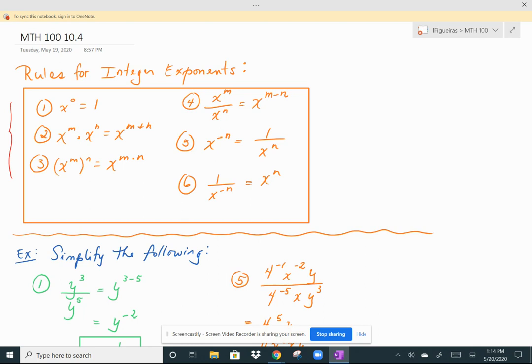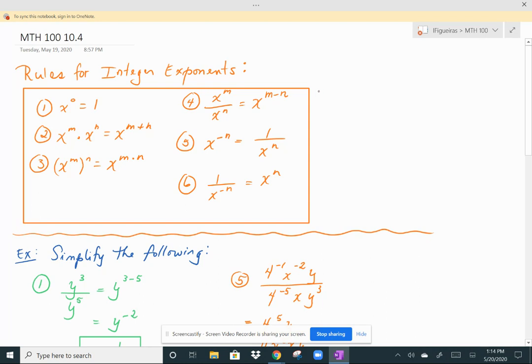The second one says that when you're multiplying two exponential expressions with the same base, you actually add the exponents to get the result. And when you have an exponential expression raised to another power, like we do in Rule 3, you just multiply the exponents to get your result. Now, the next three rules, Rules 4, 5, and 6, may be new to you or not. You may have seen it in a previous class.